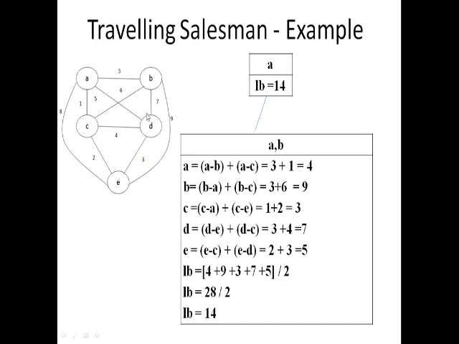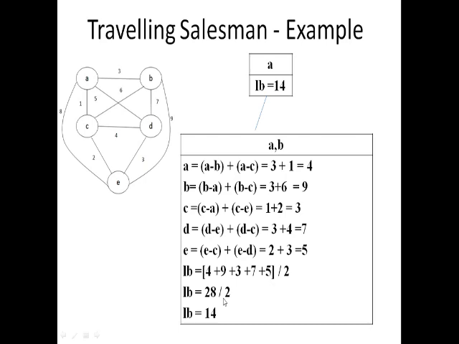Consider node D, and you have the minimal values for the directly connected nodes. This node is directly connected, this node is directly connected, and this node is directly connected. The minimum is 3 and 4, that is added, and the resultant is 7. E node is directly connected to A, B, C and D. So 2 and 3 are the values. 2 plus 3 is added and the resultant is 5. Adding 4 plus 9 plus 3 plus 7 plus 5 gives us 28. 28 divided by 2 is 14.